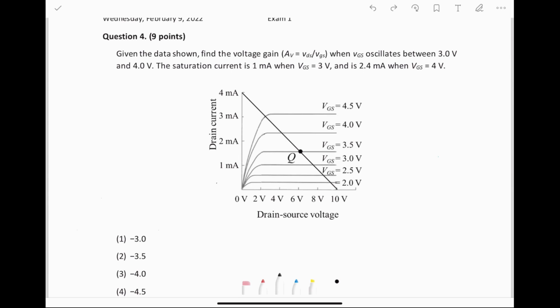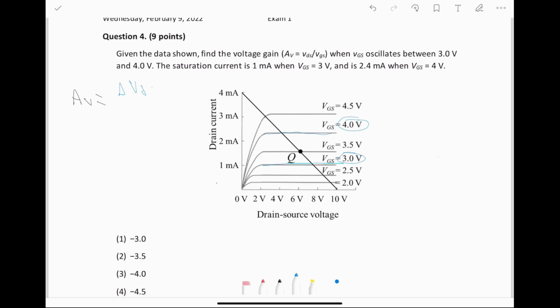Question 4. Given the data shown, find the voltage gain AV when VGS oscillates between 3 volts and 4 volts. The saturation current is 1 milliamp when VGS equals 3 volts, and is 2.4 milliamps when VGS equals 4 volts. So what this question is really asking is for us to find AV when the VGS oscillates between these 2 points at 3 volts and 4 volts, kind of these 2 lines.